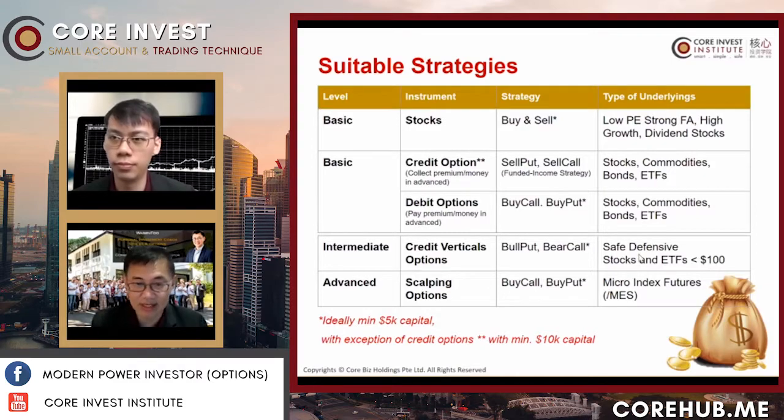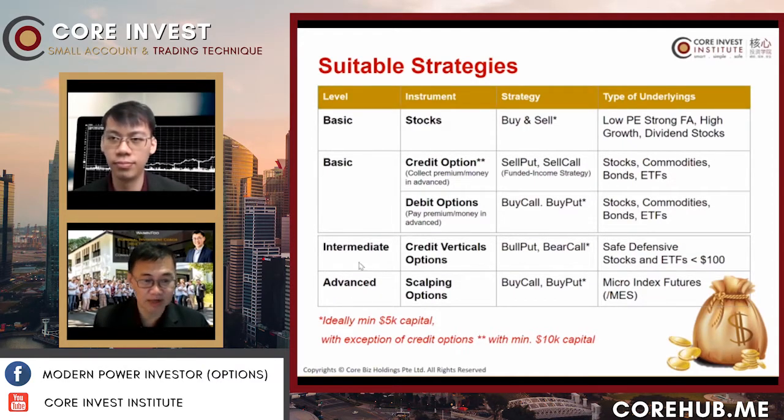And for the type of underlying, it is best to use these on safe defensive stocks. The reason is that because the capital is small, you want to use underlyings which are not too volatile, preferably stable. And where do you get stable stocks? Defensive ones. And ETFs which are less than $100 as well, because that will limit your spread. With a smaller spread, you are safer and more protected. So intermediate credit options with bull put or bear call on safe defensive stocks for a small account.